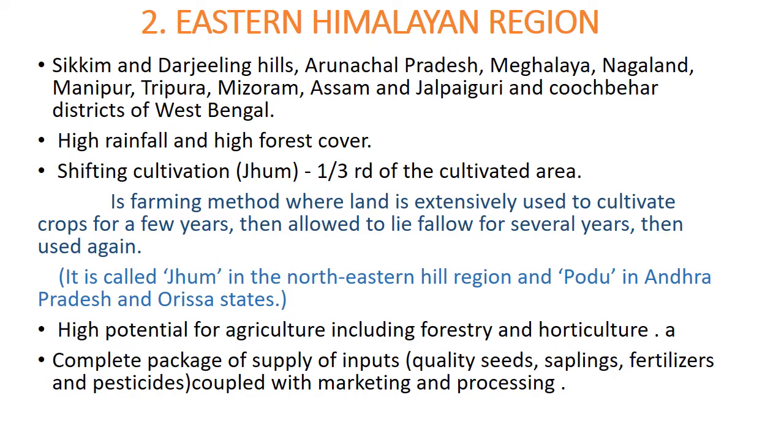Shifting cultivation means where the land is extensively used to cultivate crops for a few years, then allowed to lie fallow for several years, then used again. This is called shifting cultivation. In Andhra Pradesh and Orissa states, this cultivation is also called Podu cultivation. In northeastern hilly regions, it is called Jhum cultivation.